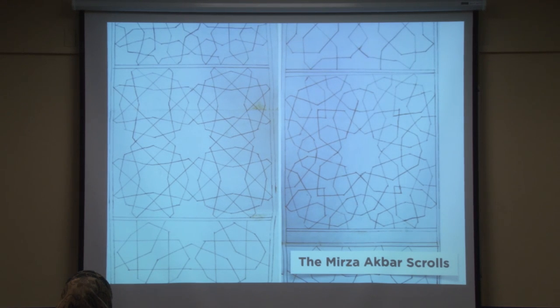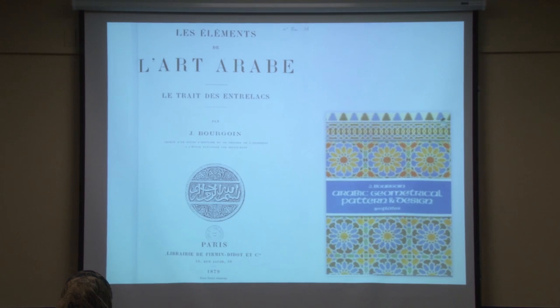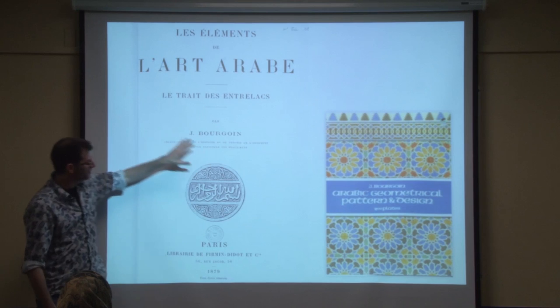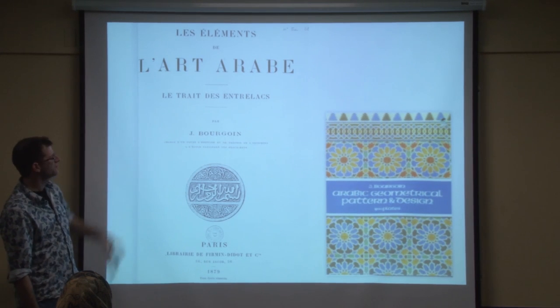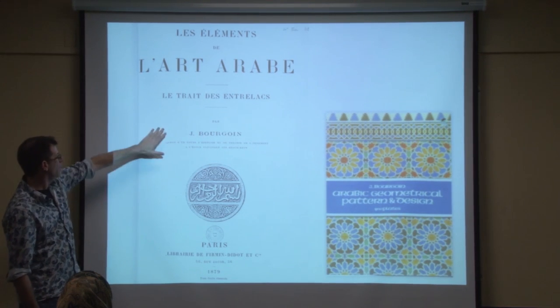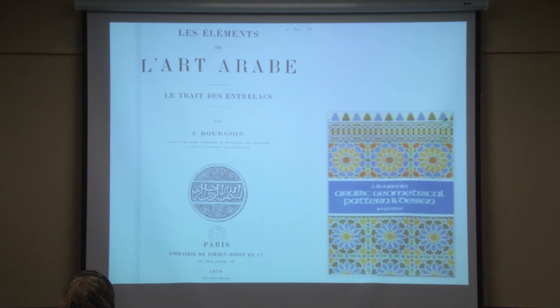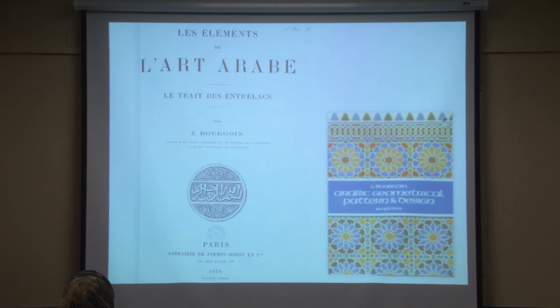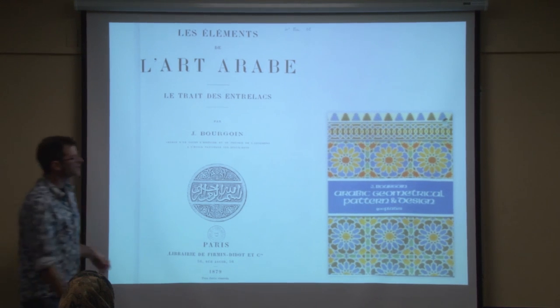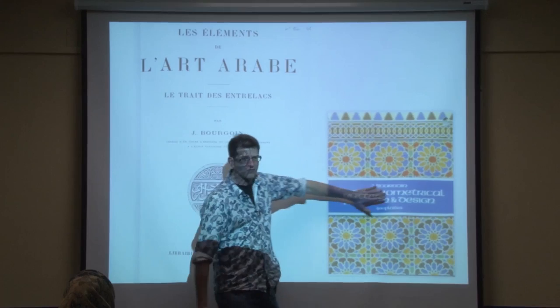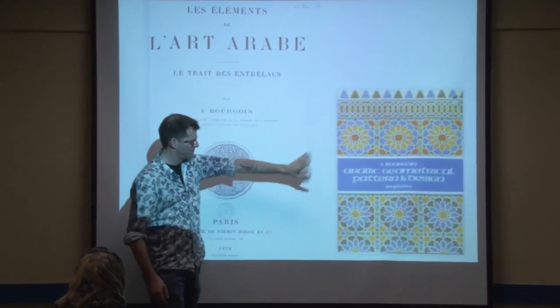If you're interested in this stuff, I will point you at one really useful reference that is worth getting. It's a classic book, also from around the same time, 1879. Jules Bourgoin created a beautiful compendium of Islamic star patterns. I think it originally came as a booklet with a bunch of separate plates. Nowadays, it's very easy to get because there's a Dover edition of just the plates, and it's really cheap, right?